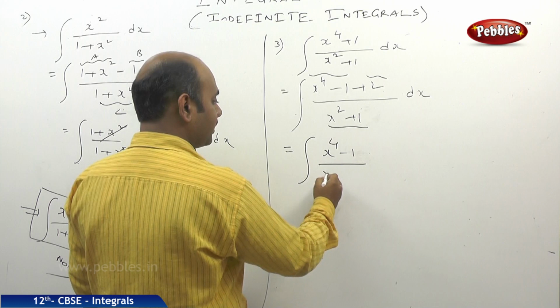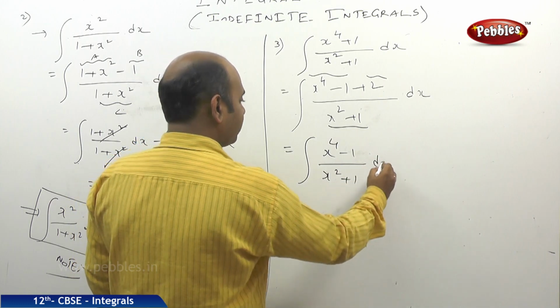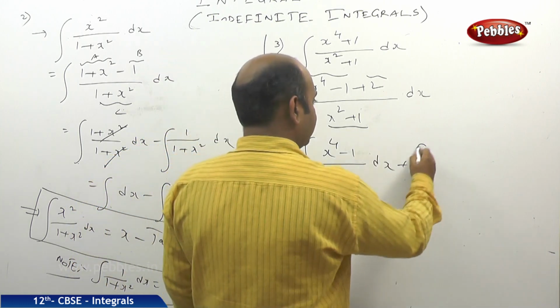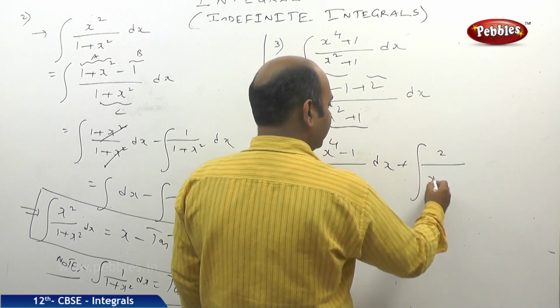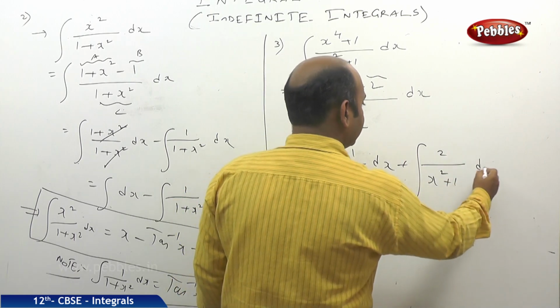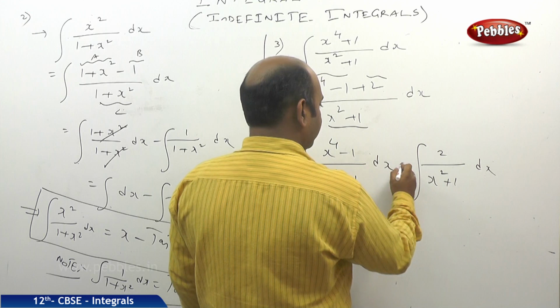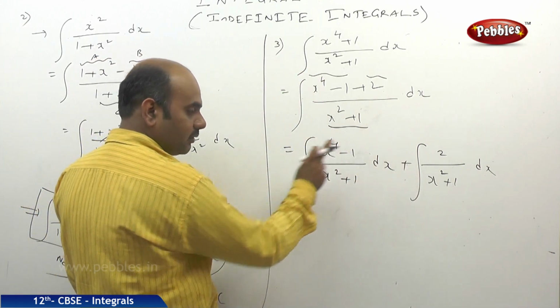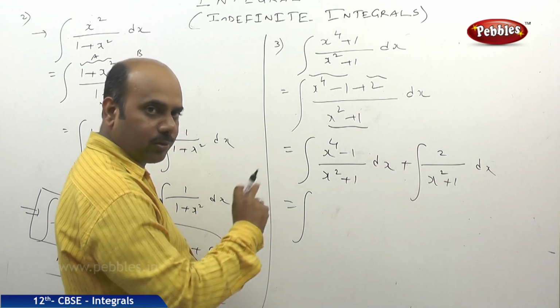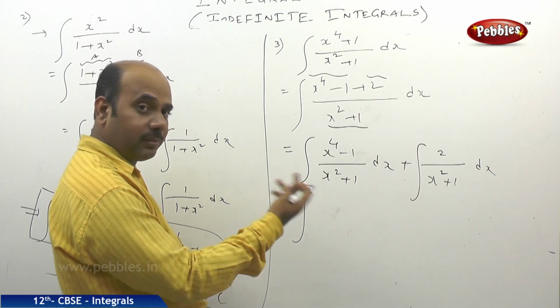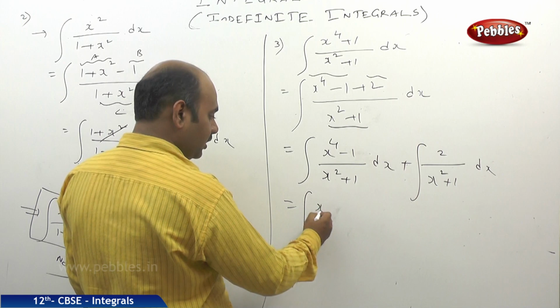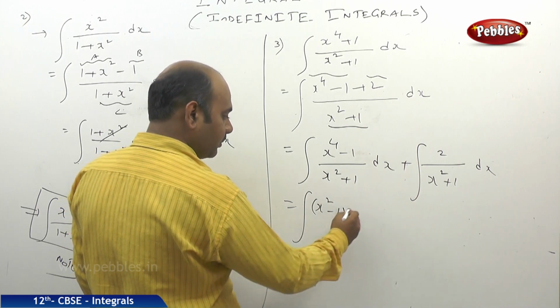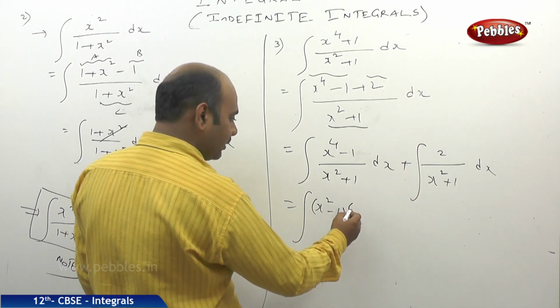x power 4 minus 1 by x square plus 1 dx plus integral of 2 by x square plus 1 dx. So finally what happens? If you observe carefully, this x power 4 minus 1 means x square minus 1 into x square plus 1, because there is a formula a square minus b square is equal to a minus b into a plus b.